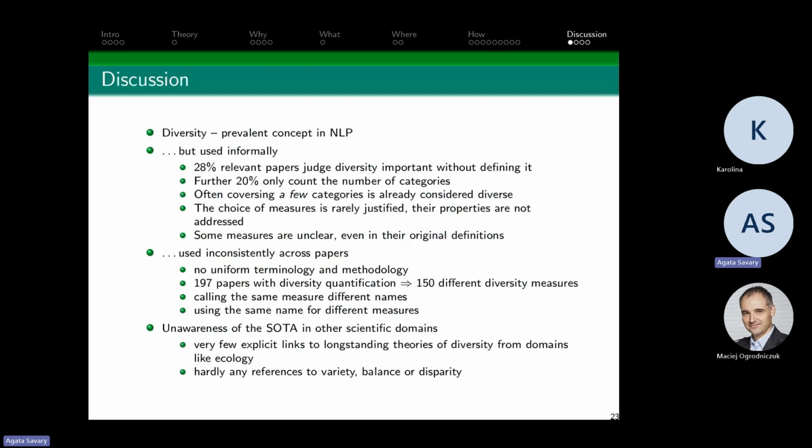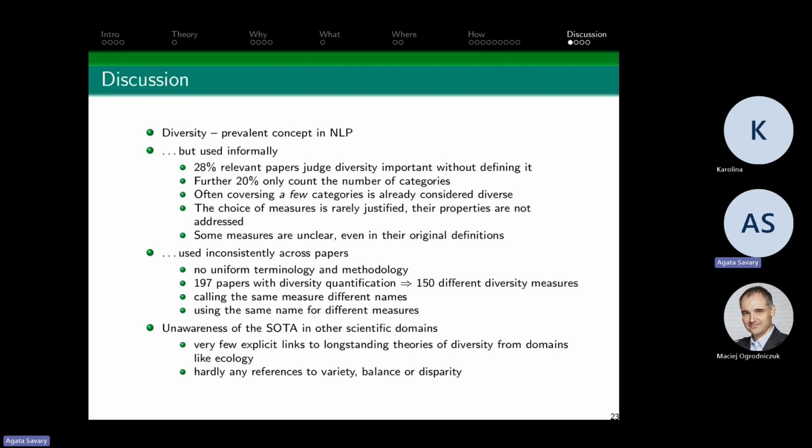Further 20%, you cannot say they define it, but they give a number. It's the number of categories, right? And very often, because they have a few categories, not just one, they say it's diverse. If they use measures, if they do quantify something, they never say why this measure. Why should it be good or bad for my application? So the properties of these measures are never discussed and never compared. In many cases, papers are unclear and measures are unclear. Even going back 5 steps back to the original paper, you don't really understand how it is measured. So on this occasion, you also see the quality of the ACL Anthology going down, actually.